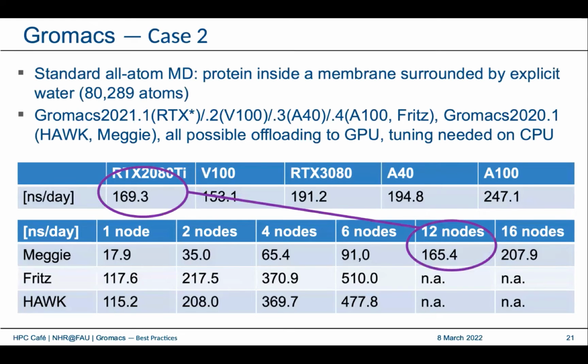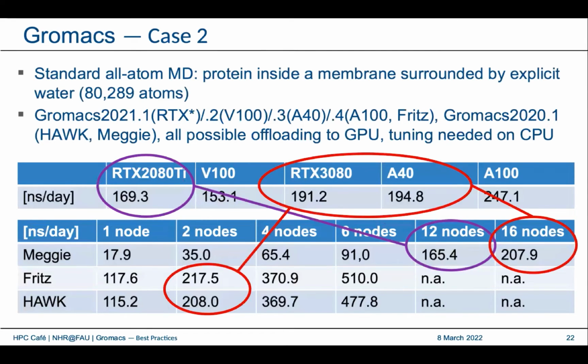This is to show you that the simulation on an RTX 2080 Ti GPU is a bit faster than the same simulation on 12 Meggie nodes. And 12 Meggie nodes are, or were, much more expensive than one GPU node. So if you can, use the GPUs instead of the CPU cluster.